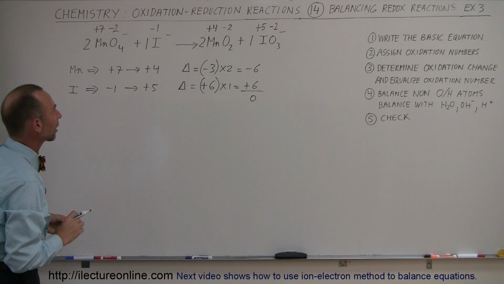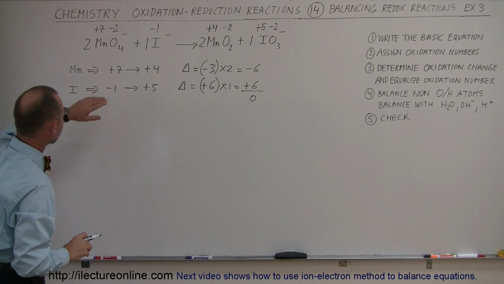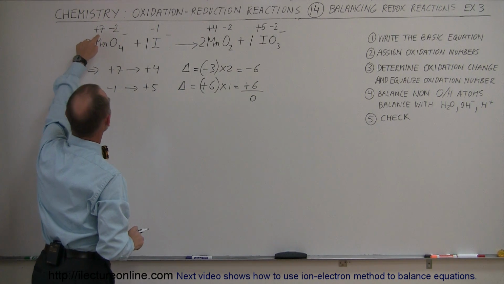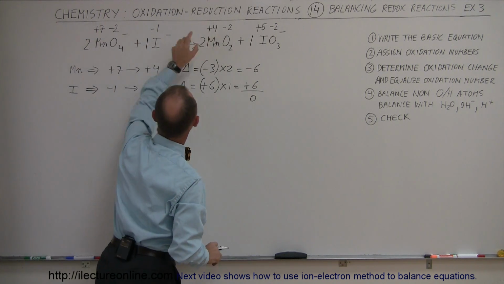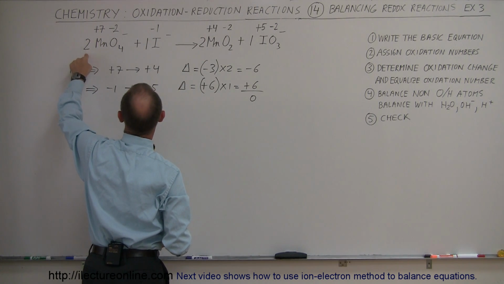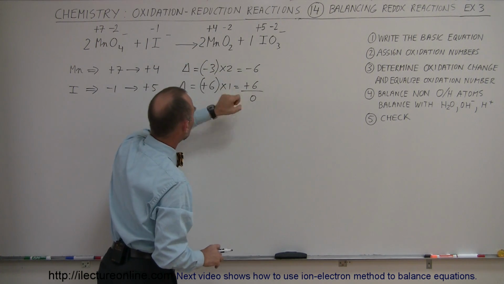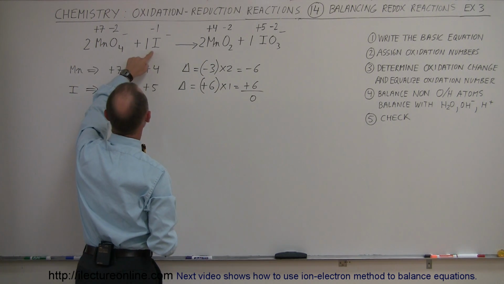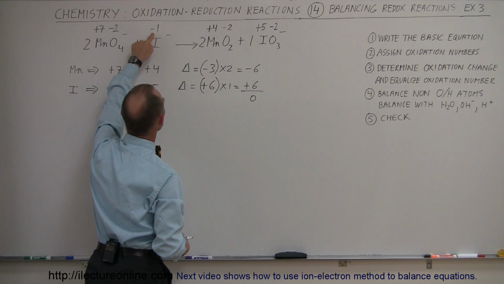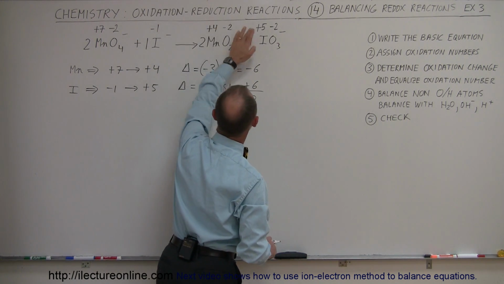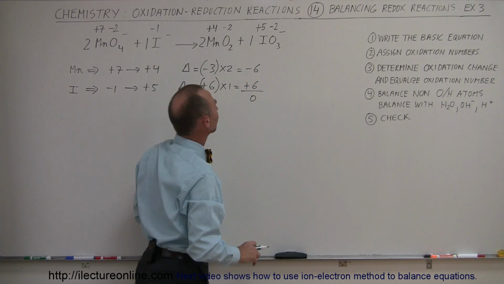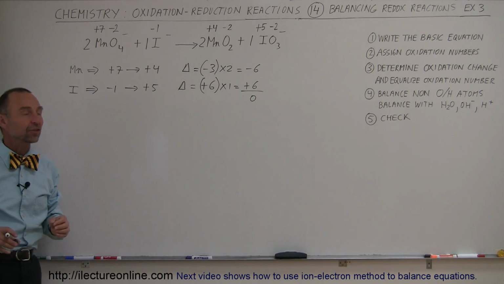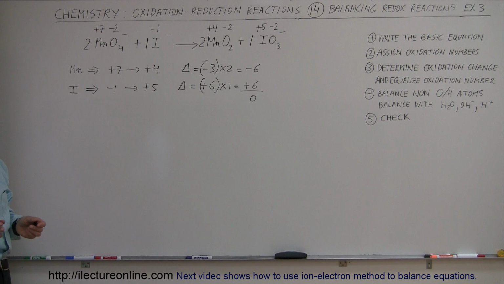Now see how this works on the oxidation state numbers. We have a change from plus 7 to plus 4. Since we have 2 of these ions, 2 times a minus 3 is a minus 6. And for the iodine, we have only 1 of them, starting at minus 1 going to plus 5. That's a change of plus 6. So we have 1 of those, plus 6. So we are balanced as far as the oxidation number changes are concerned. But we're not done yet. Now I want to make sure that all the other atoms are balanced. We're not going to count oxygen and hydrogen. We'll leave those out till the end.